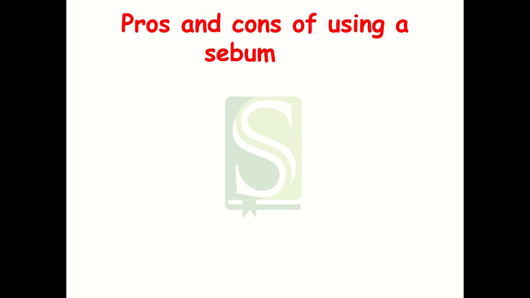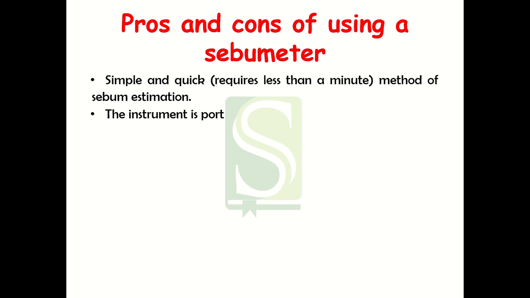Now these were the applications. There are some pros and cons of using Sebumeter, but these are few. The major advantage of your Sebumeter is that it is a very simple and quick method to determine the amount of sebum that will be secreted, and the instrument is very compact, very small, and hence very portable, and it requires little training. Any person can use it.